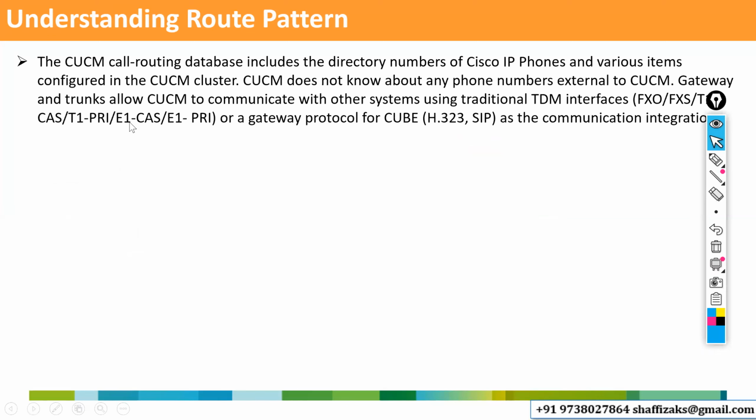Understanding route pattern. The CUCM call routing database includes the directory number of IP phones and various items configured in the CUCM cluster. CUCM doesn't know about any phone numbers external to CUCM. Gateways and trunks allow CUCM to communicate with other systems using traditional TDM interfaces like FXO, FXS, T1, E1, CAS, CCS, or gateway protocols for CUBE like H.323 and SIP as the communication integration.